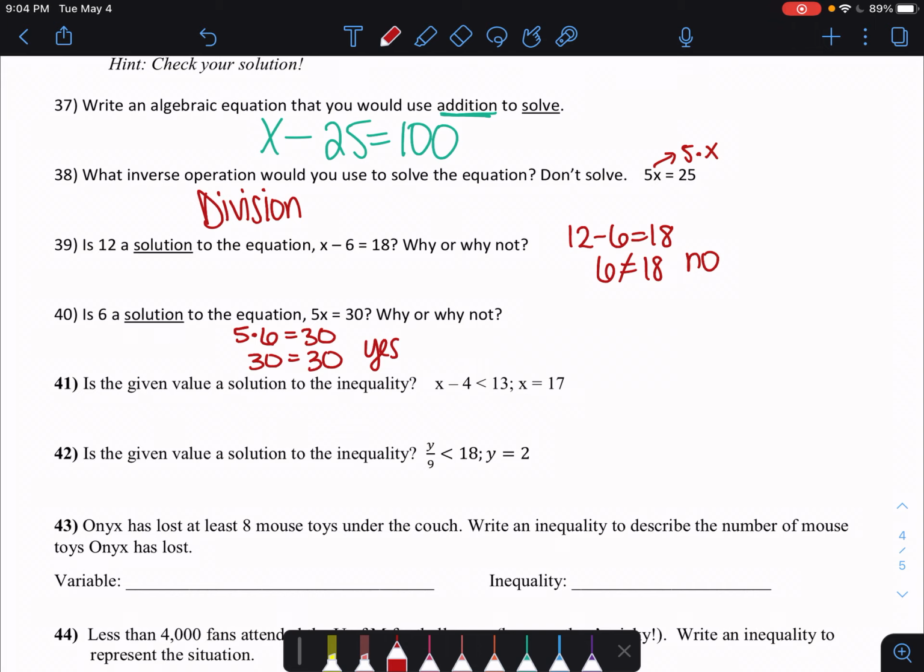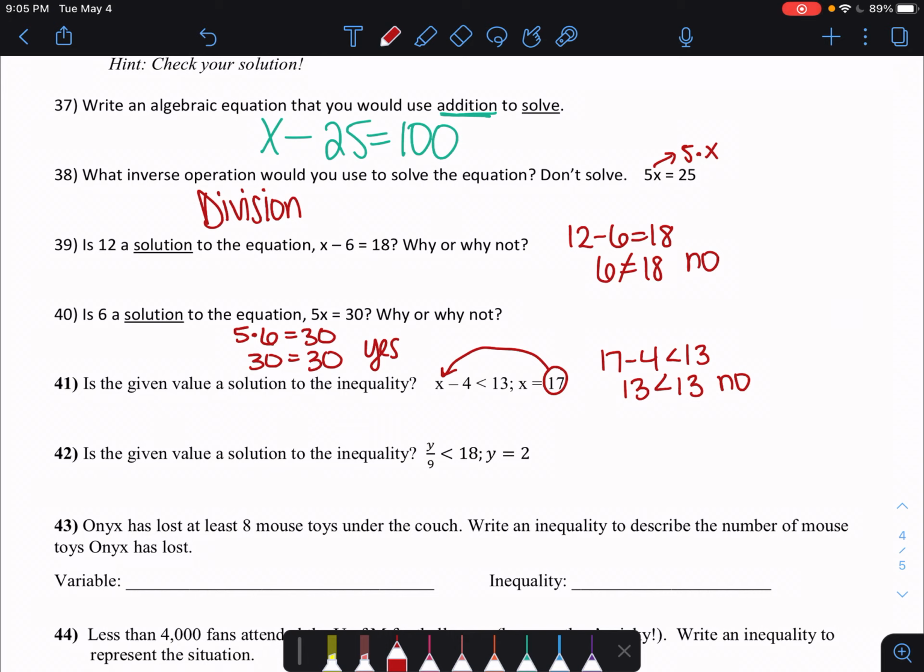Number 41 and number 42 are similar to 39 and 40, but now it's an inequality symbol instead of an equal sign. So for number 41, it says, is the given value a solution to the inequality? I'm going to take 17 and put it in for x. So 17 minus 4 is less than 13. 17 minus 4 is 13, and 13 is not less than 13. It's the same. So the answer is no.